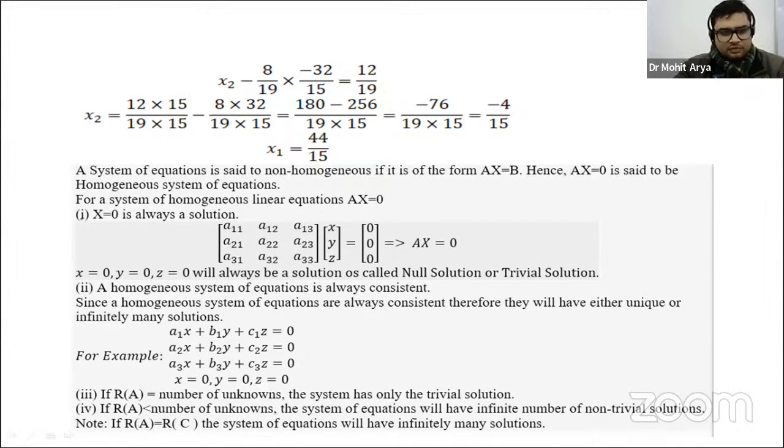The second point is, if rank of A equals the number of unknowns, the system has only the trivial solution. If rank of A is less than the number of unknowns, the system of equations will have infinitely many non-trivial solutions. Or if rank of A equals rank of C, where you have already understood that C is the augmented matrix, the system of equations will have infinitely many solutions.